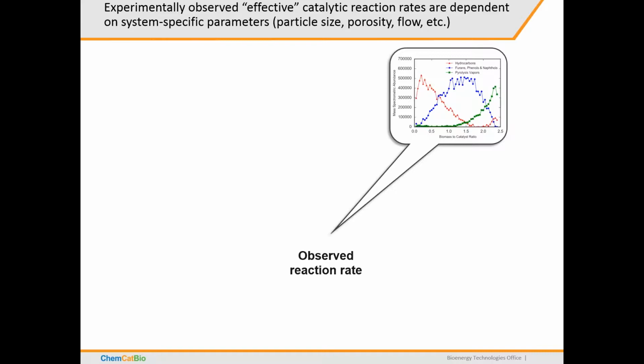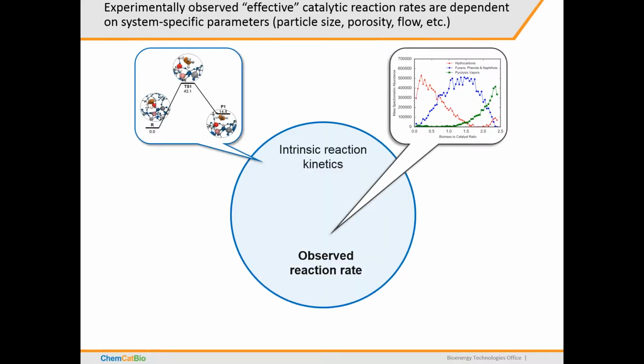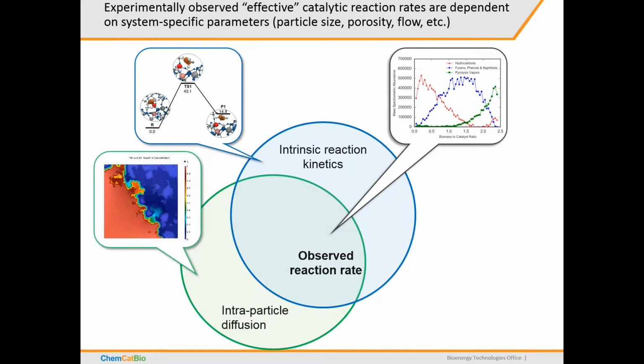Whenever you go and measure the kinetics experimentally, by a bench scale or small reactor scale experiment, the observed reaction rate is a function of a lot of different things. There's the intrinsic reaction kinetics, which is how quickly a chemical reaction proceeds once the reactant has reached an active site. And then that's delayed by the time it takes for a reactant molecule to diffuse into a catalyst particle and reach an active site. That's a delay that will also manifest in the observed reaction kinetics.